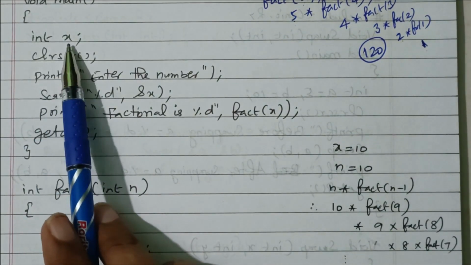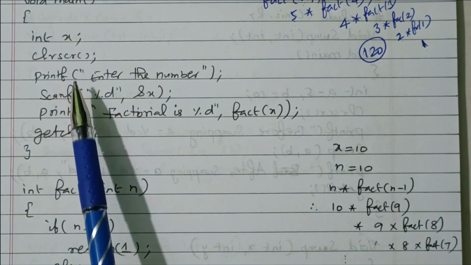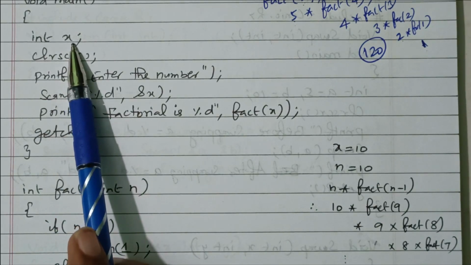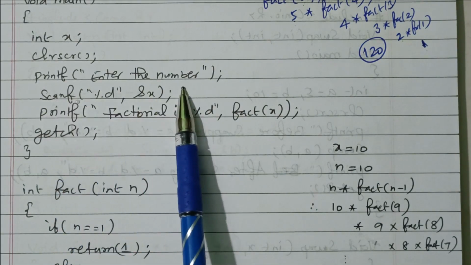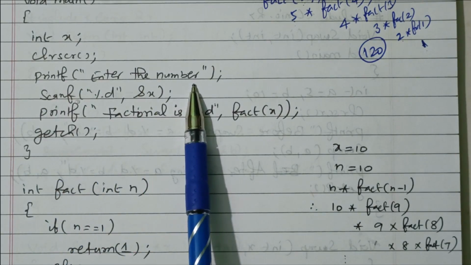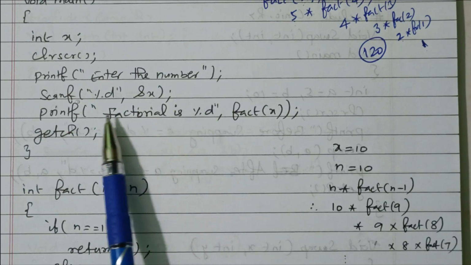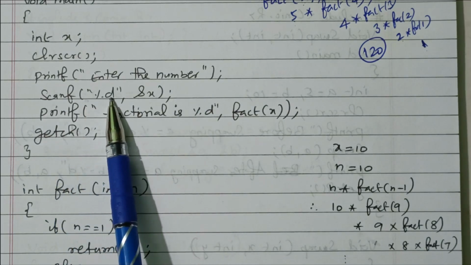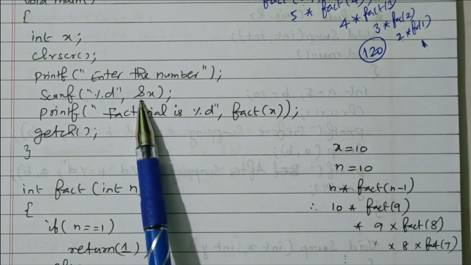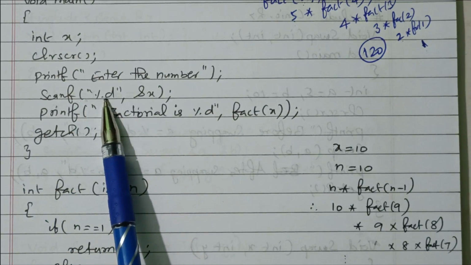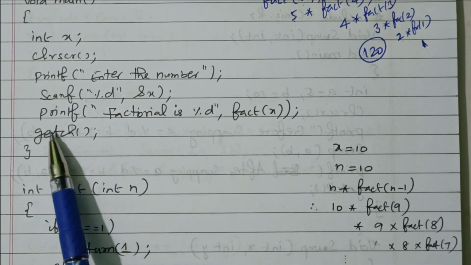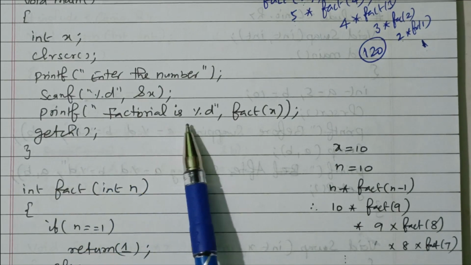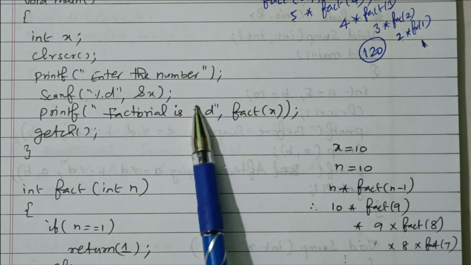We declare only one variable, integer x, for which we need the factorial. After clear screen, printf, enter the number. We ask the user to enter the number for which we need to find the factorial. Scanf %d and address of x; %d indicates the integer type. So the user will enter the number and it will be stored at the address of x. Printf, factorial is %d, which indicates an integer.